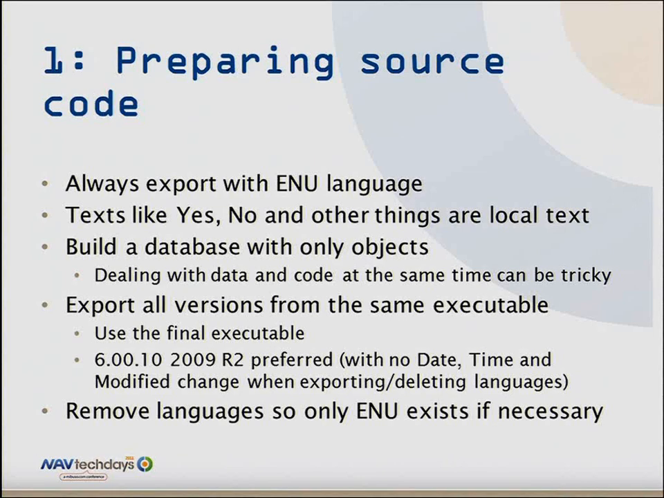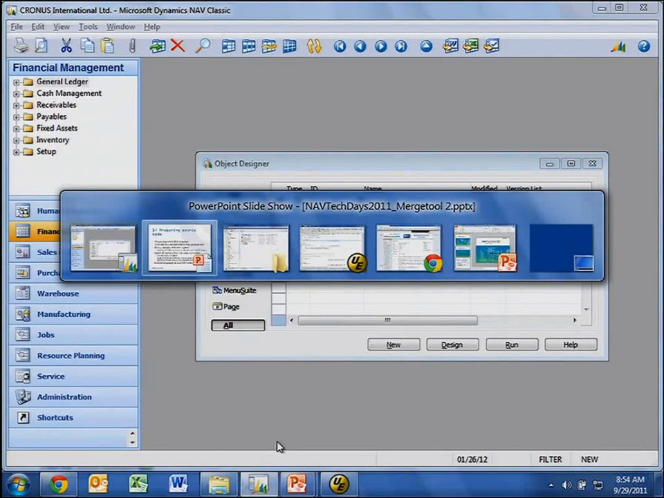Even if it's an identical object, that actually changes things like the clustered index on the first key, the field groups, and all kinds of things. Same about reports, where it adds a bunch of things. So if you don't export with the same executable that you go into, you will have a lot of differences. And I have an example.